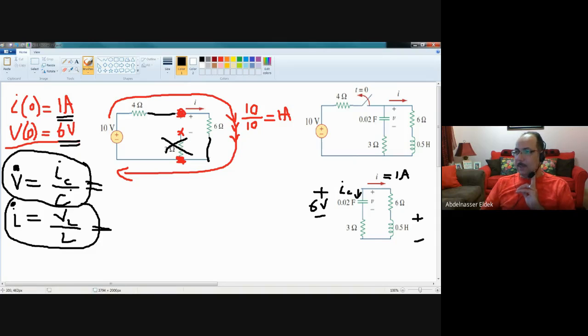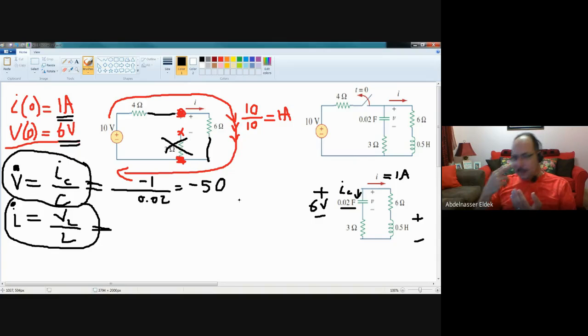Okay. Then we need to calculate IC. What's IC? IC for sure is -1. Why? Because this current here, 1 ampere, will continue in this direction, clockwise, and IC is counterclockwise. So IC equals -1. So it will be -1 divided by C, which is 0.02 farad. C is 0.02 farad. So this equals -50.